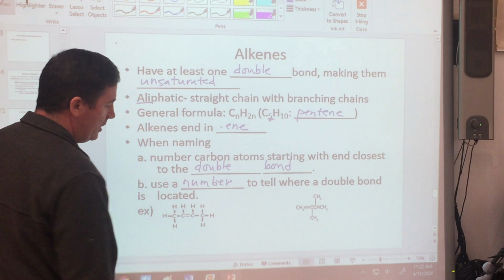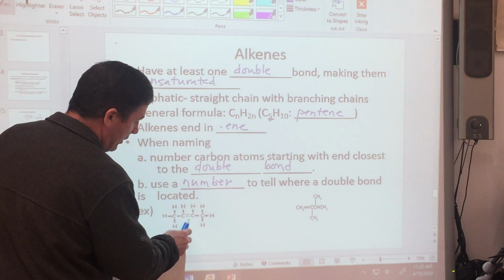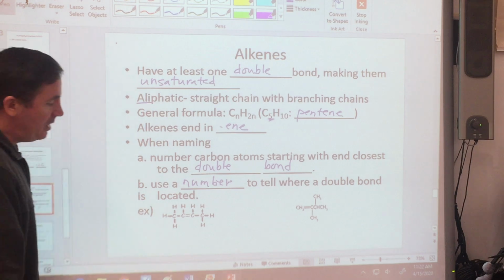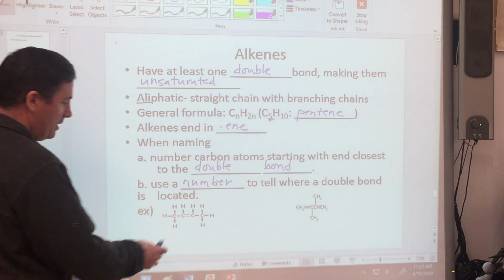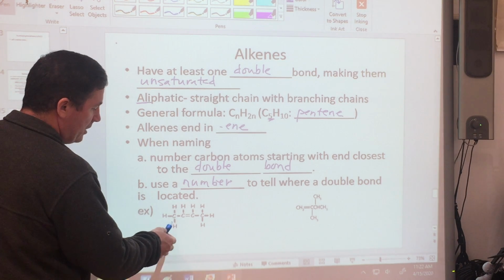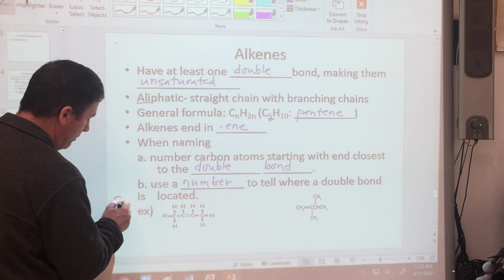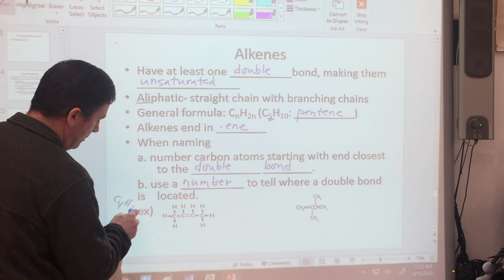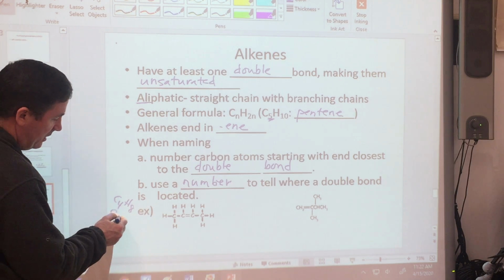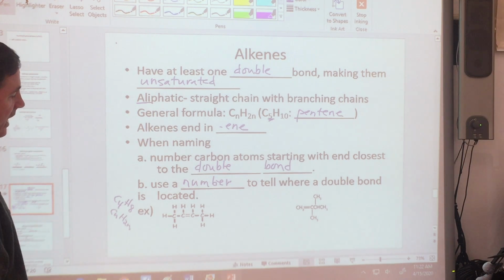1, 2, 3, 4. Since I've got 4, I know that the root word is but, as in butane. The second thing that I see here is that this is a double bond. Because that's a double bond, it's not butane anymore. We call it butene. If we did the molecular formula for this, that would be C4, H, 1, 2, 3, 4, 5, 6, 7, 8. This is the formula C to the N, H to the 2N. So this also tells me that it's an alkene.